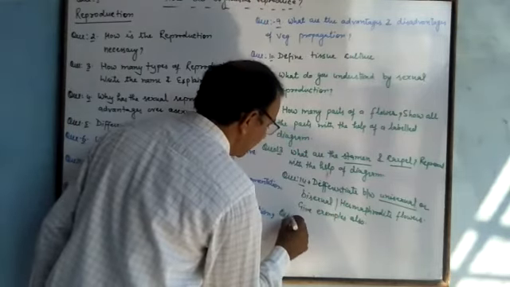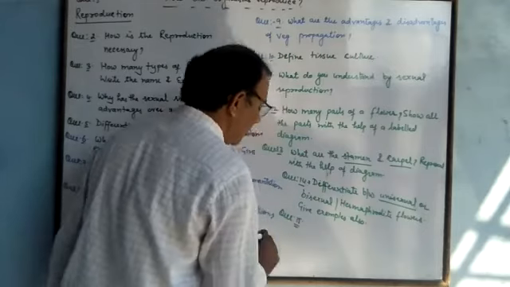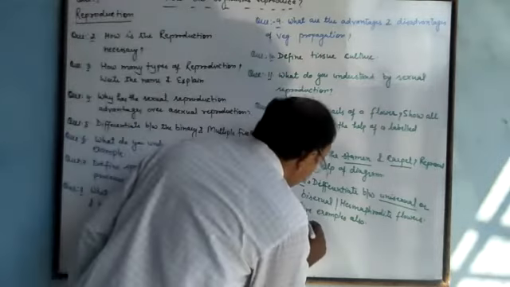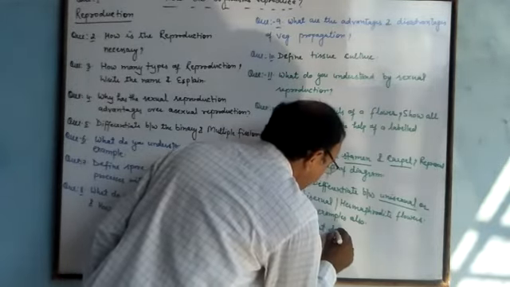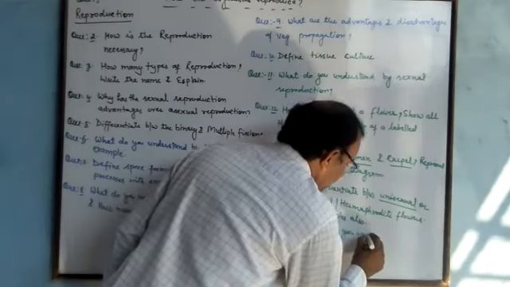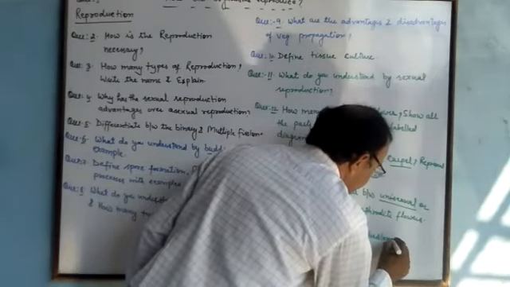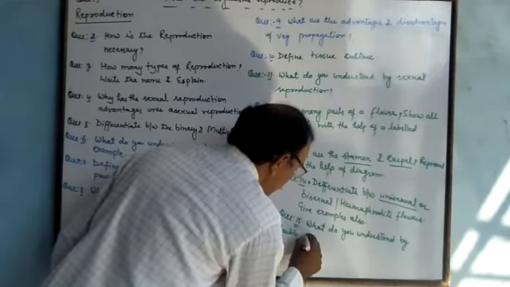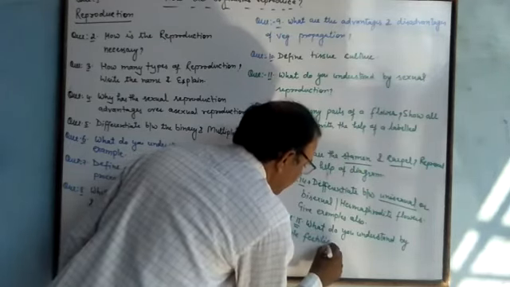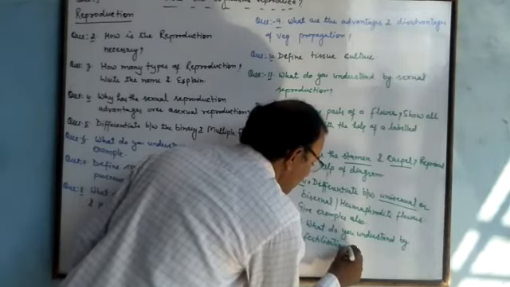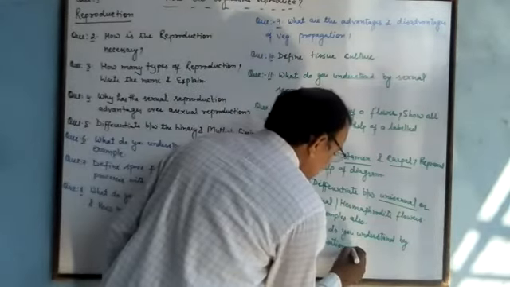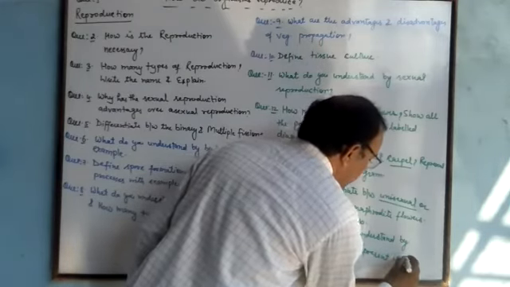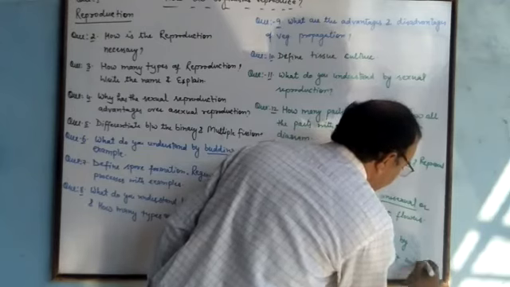And the last question for today is, what do you understand by double fertilization? Represent it with the help of a diagram.